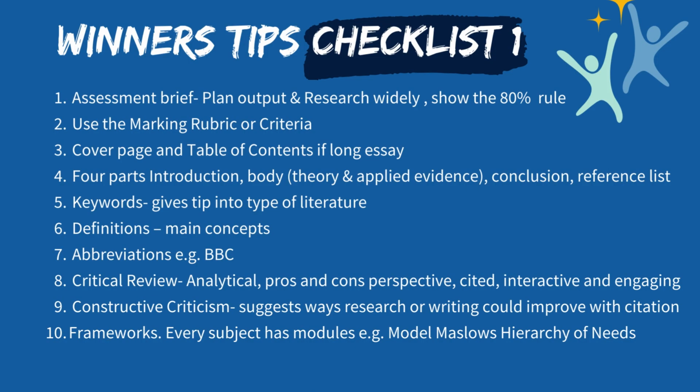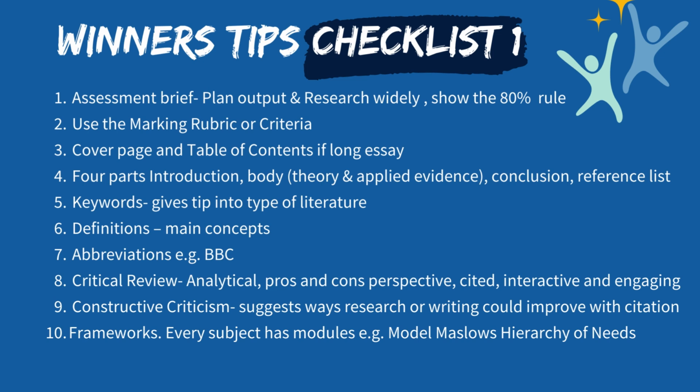So these are quick tips before we go. 30 tips actually, so get ready. Number one, you have an assessment brief. Plan your output and research widely. There's an 80-20% rule in academia. 20% of what you need to learn is introduced to you by the school and your lecturer. 80% of it you need to go do the research, and that is how you get good as an autonomous worker, an autonomous student, or autonomous professional.